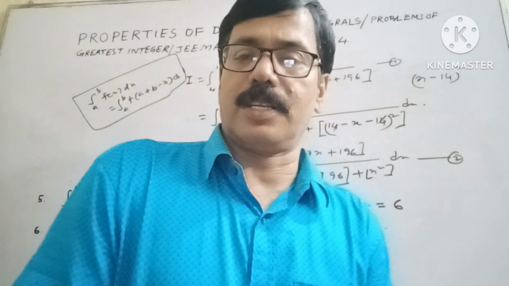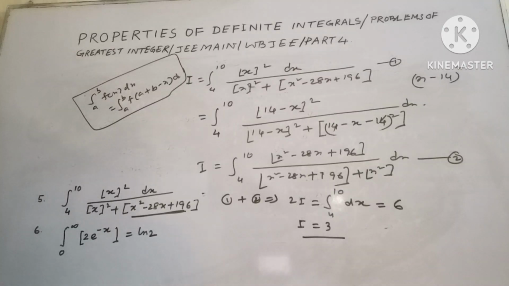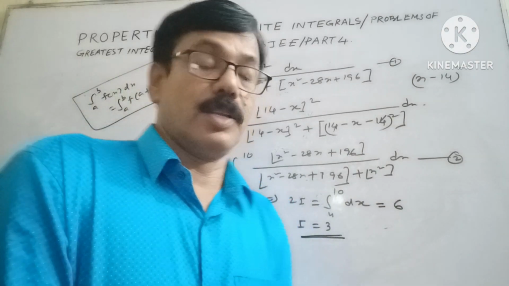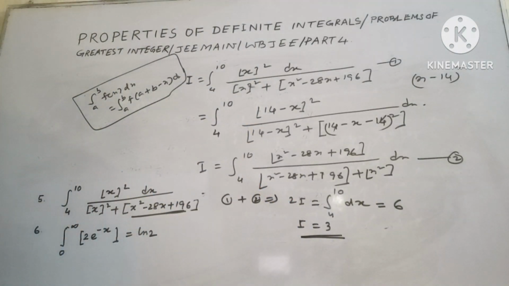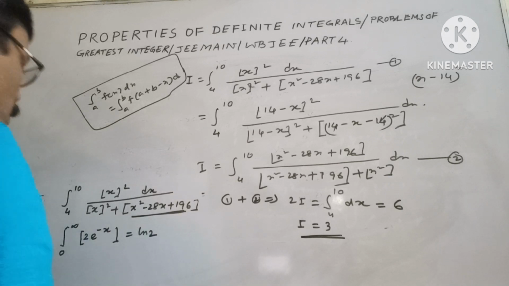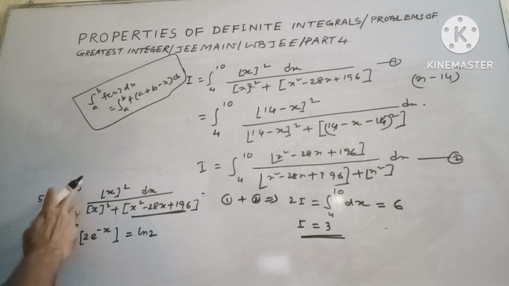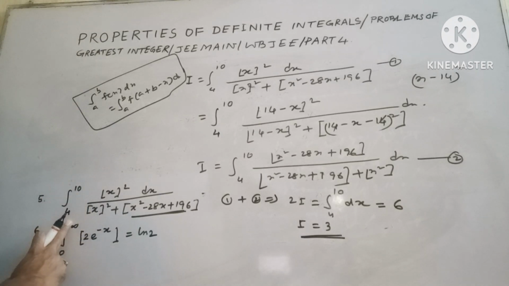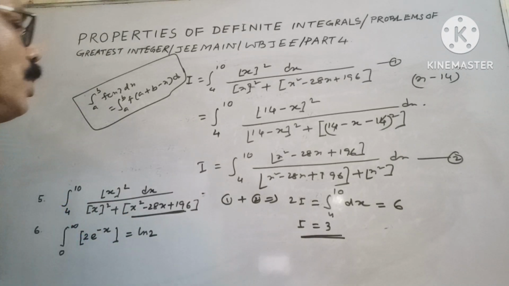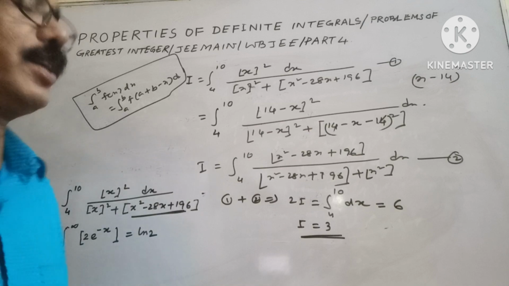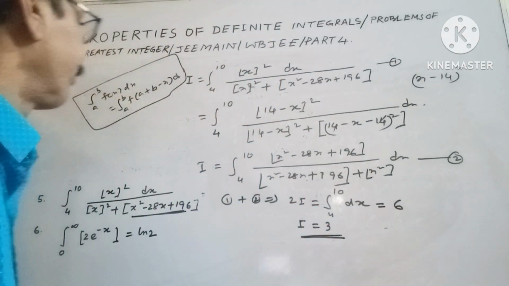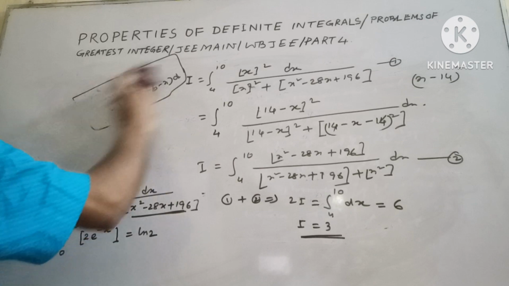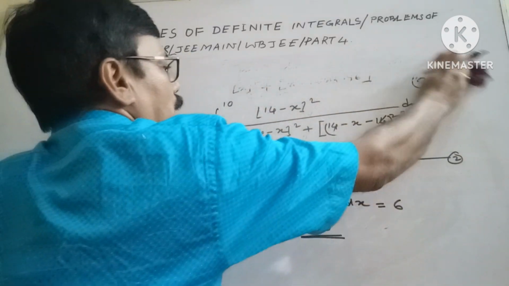So what is the final answer? Final answer is 3. So you have to recognize the problem, which property you have to apply. Now you know, for this type of problem, the shortcut rule is upper limit minus lower limit by 2. So 10 minus 4 by 2, that is 3, because you are getting 2I equals integral of dx. And finally, problem number 6.